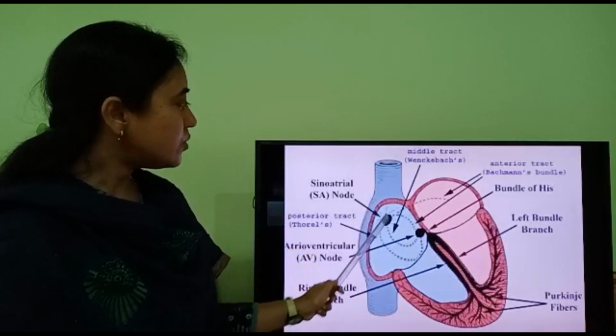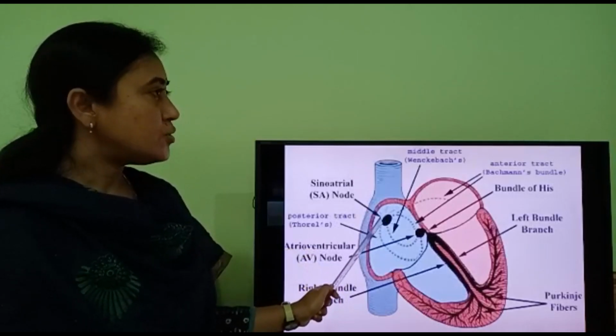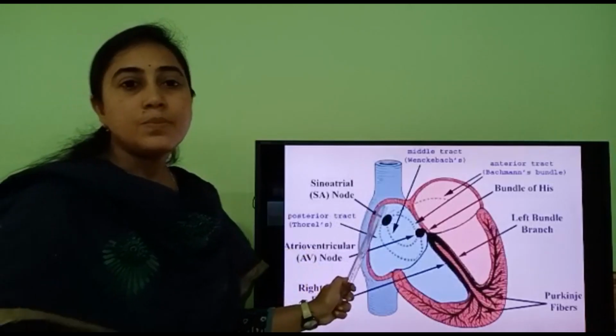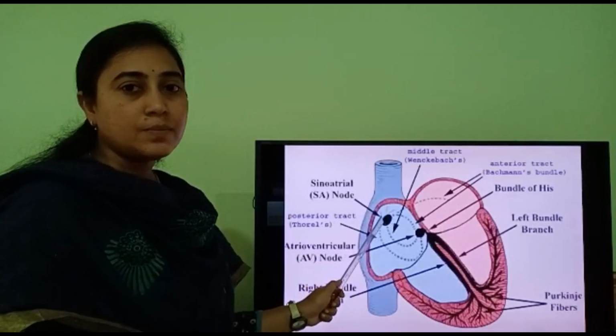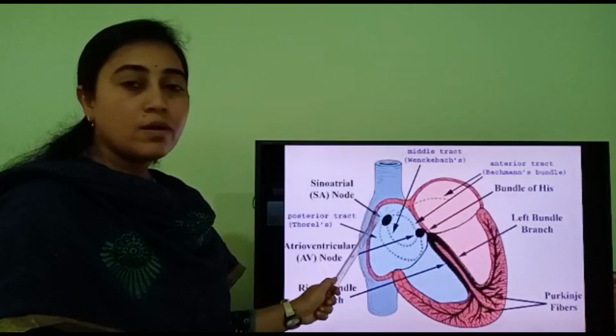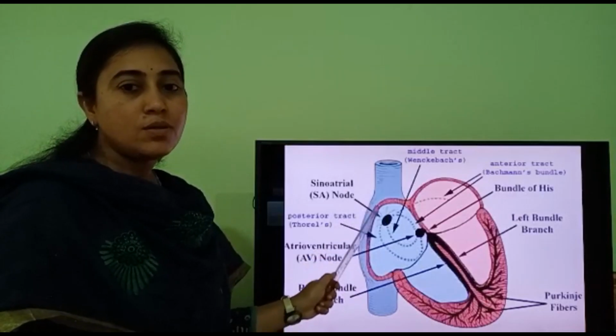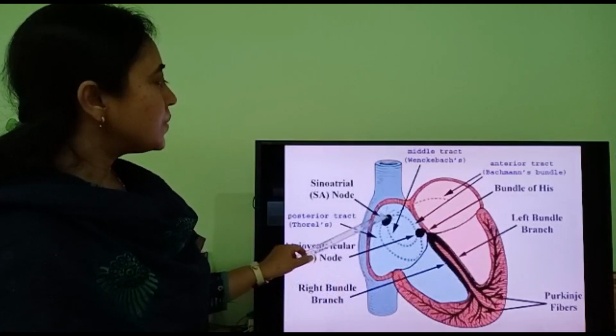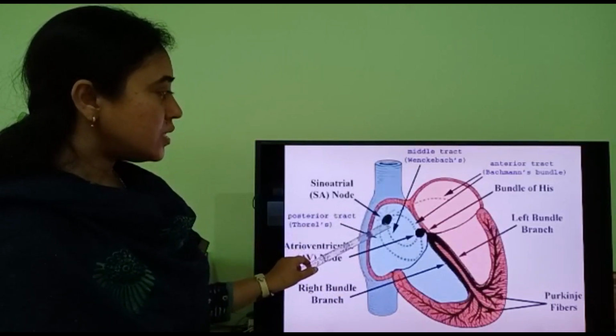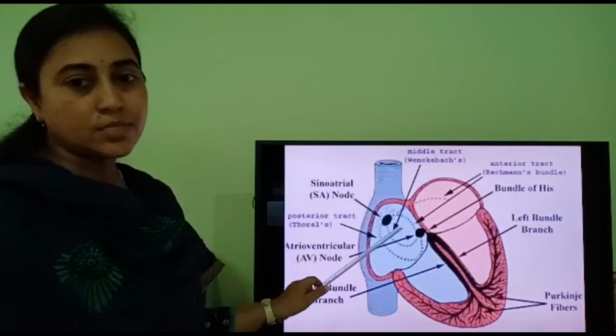And here you can see a specific tissue that is called the nodal tissue. The nodal tissue present near the right corner of the right side of the atria is called the sinoatrial node. Here you can see the position of the sinoatrial node in the right side of the right atrium.